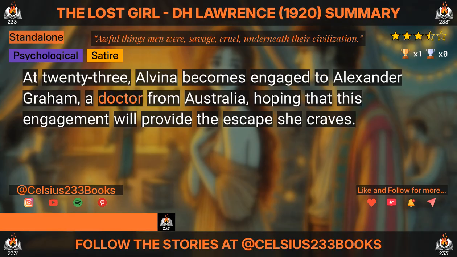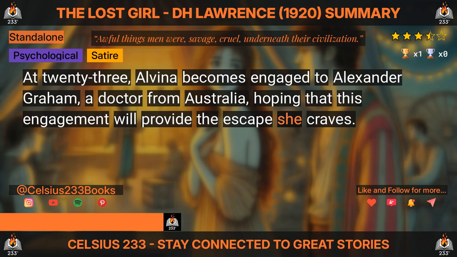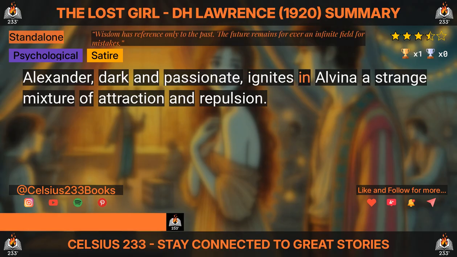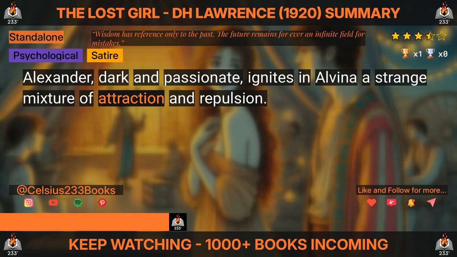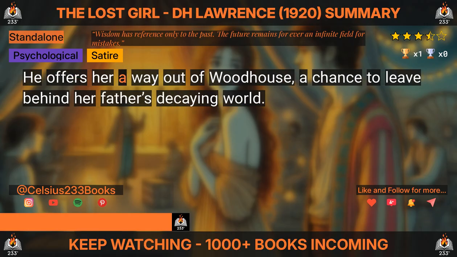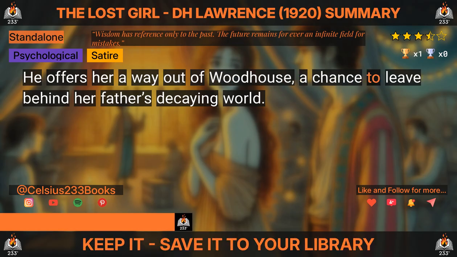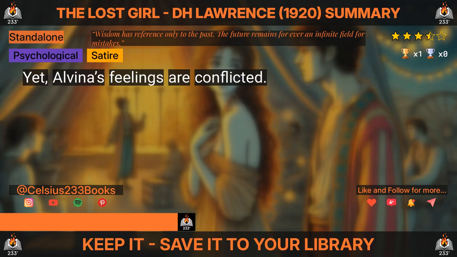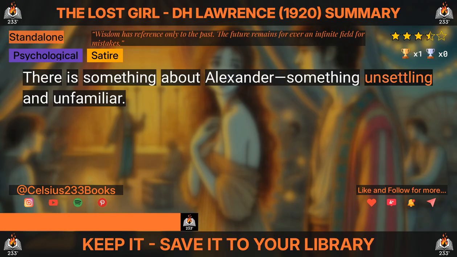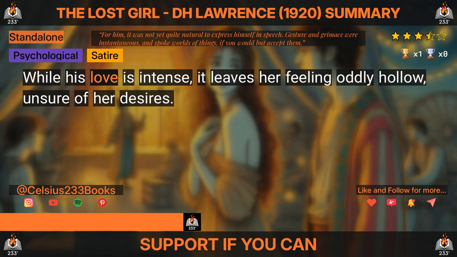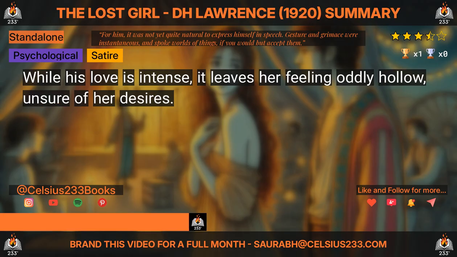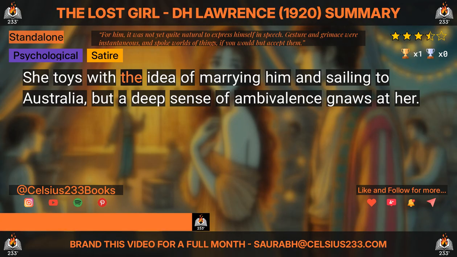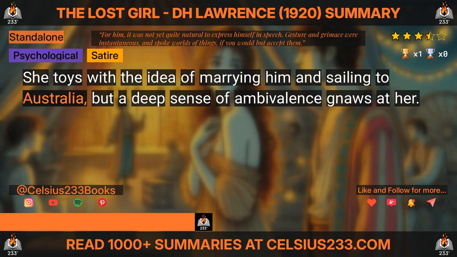At 23, Alvina becomes engaged to Alexander Graham, a doctor from Australia, hoping that this engagement will provide the escape she craves. Alexander, dark and passionate, ignites in Alvina a strange mixture of attraction and repulsion. He offers her a way out of Woodhouse, a chance to leave behind her father's decaying world. Yet, Alvina's feelings are conflicted. There is something about Alexander, something unsettling and unfamiliar. While his love is intense, it leaves her feeling oddly hollow, unsure of her desires. She toys with the idea of marrying him and sailing to Australia, but a deep sense of ambivalence gnaws at her.